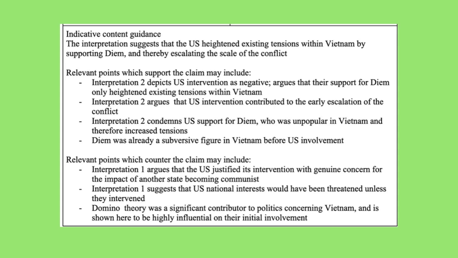You might, for instance, have argued that interpretation 2 depicts US intervention as negative. It argues that their support for Diem only heightened existing tensions within Vietnam. Now, if you can bring in some more evidence from your own knowledge and explain the relevance of that to the question, this can be a really nicely developed point to help you score in the top band. Do take a look at the rest of the points here though to see if there's anything you could have added to your answer.